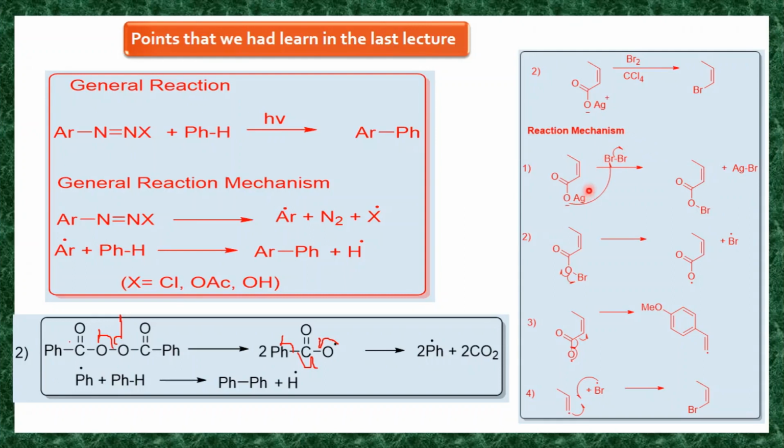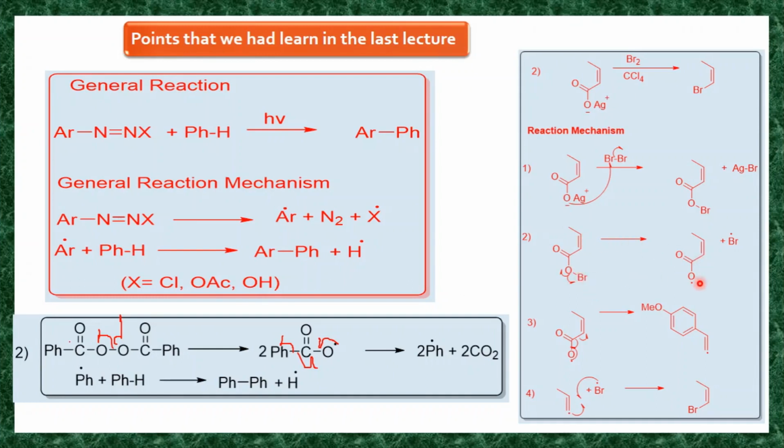It forms an ionic bond with silver. Okay, you will get this AgBr. Now in the next step, the homolysis of this O-Br bond takes place.